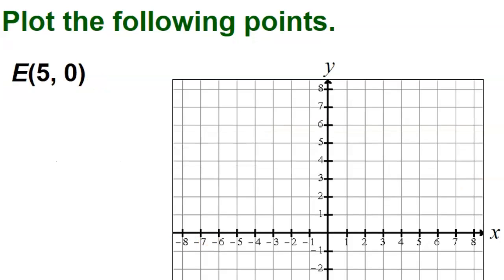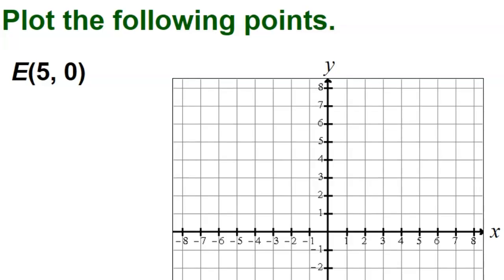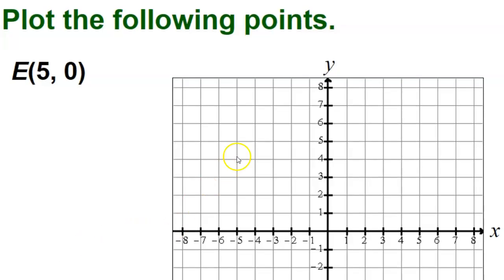How about that point there? 5, 0. From the origin, where do we move? Remember, the first number represents movement along the x-axis. So positive 5 means you move 5 to the right. And the 0, do we go up or down? 0 means there's no vertical movement. No up or down movement, alright?